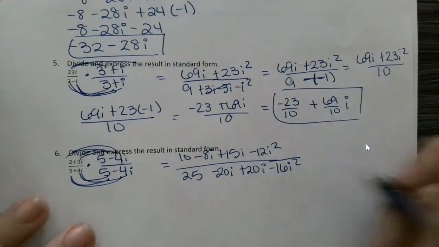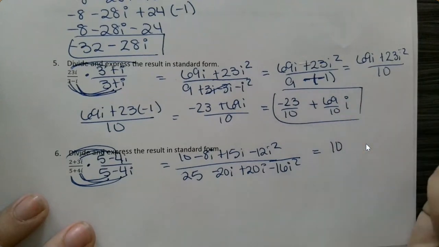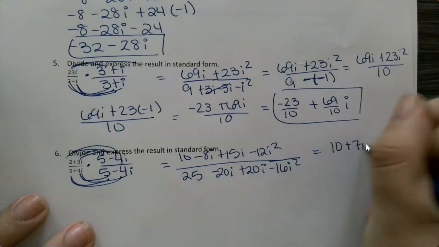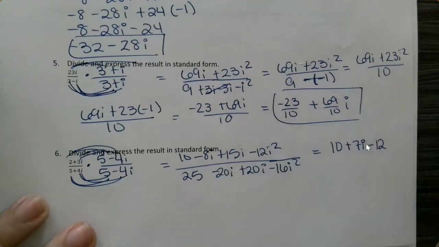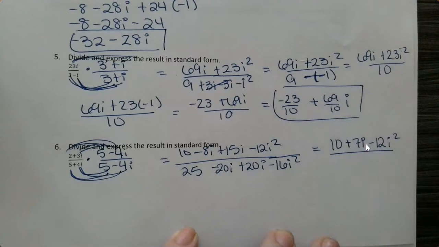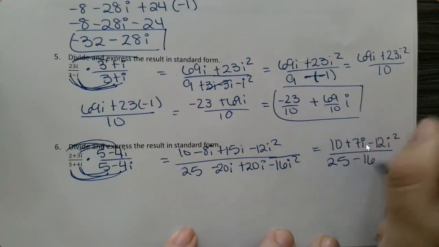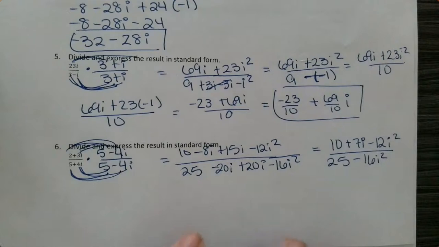Then I want to simplify. So on my top, I'm going to have 10, and then I have a negative 8i and a positive 15i. It's going to give me 7i minus 12i squared. On the denominator, my i's cancel out, so I'm left with 25 minus 16i squared. So then what I want to do next is replace my i squareds with negative 1s.